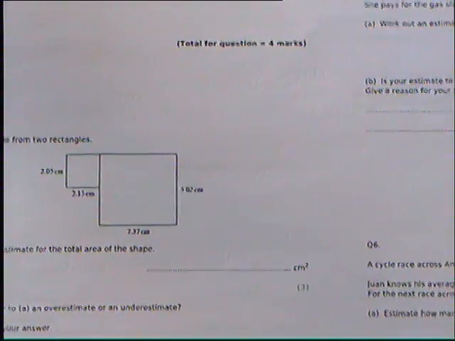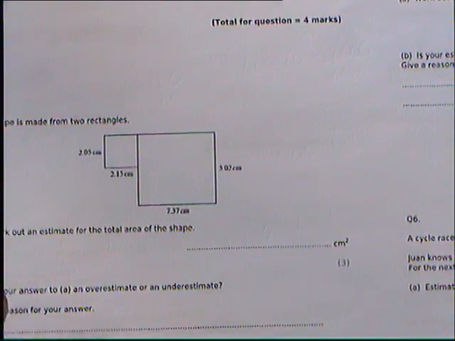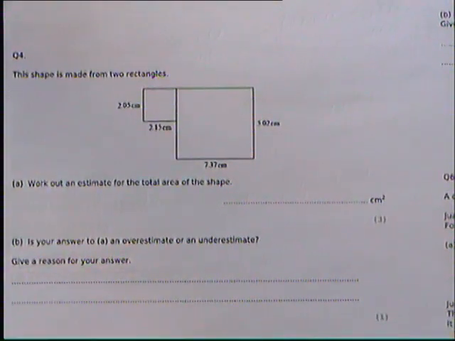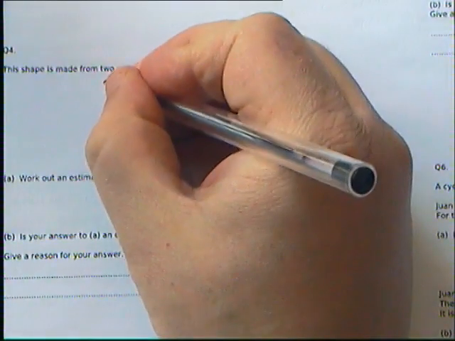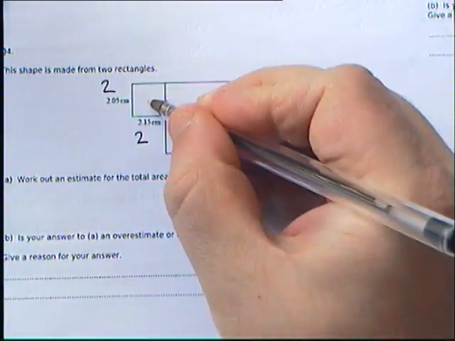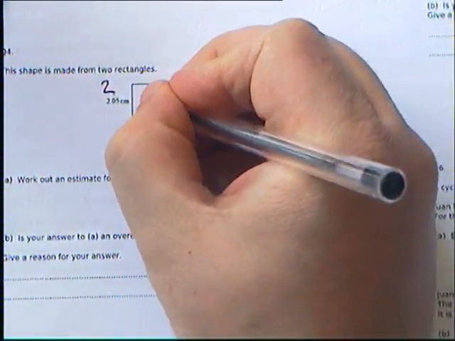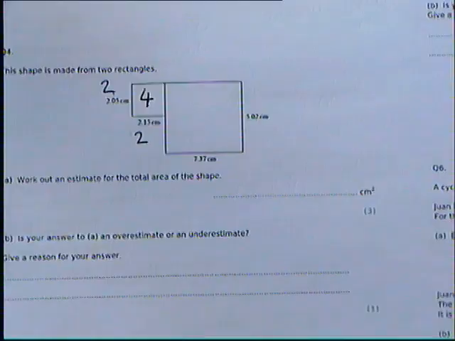So again, here's a shape made of 2 rectangles. Work out an estimate for the total area of that shape. So if you want to pause the video there, and we'll then work it out together. Okay, so work out the total area of the shape, an estimate. So that's about 2, and that's about 2. So as it's split up, 2 times 2 would give me an estimate of around about 4 centimeters squared.